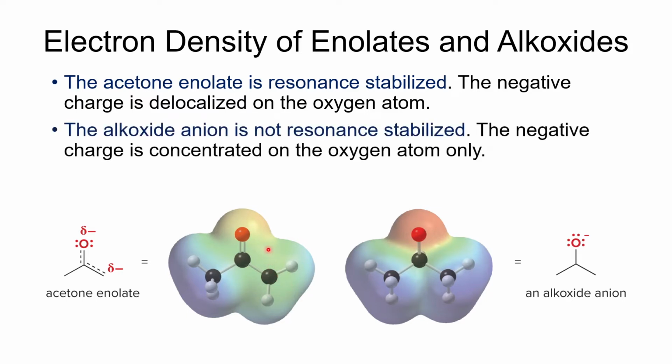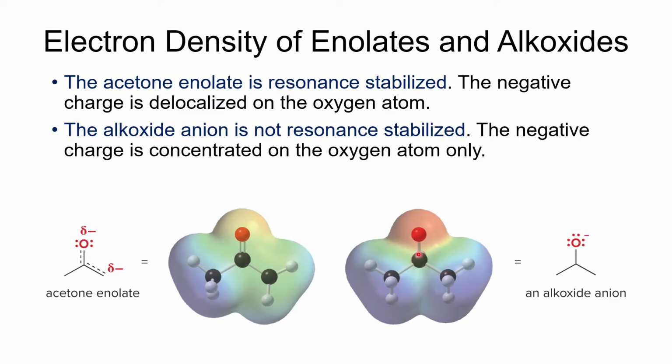If we look at the alkoxide, and this one is the conjugate base of isopropanol, so it's isopropoxide, when we deprotonate it, all of that negative charge stays on the oxygen. There's no way to delocalize that negative charge to other atoms. And because of that, this is a relatively strong base.